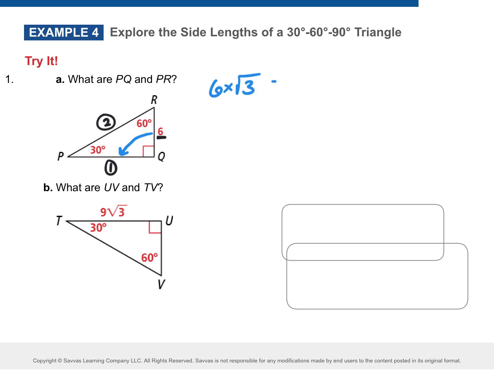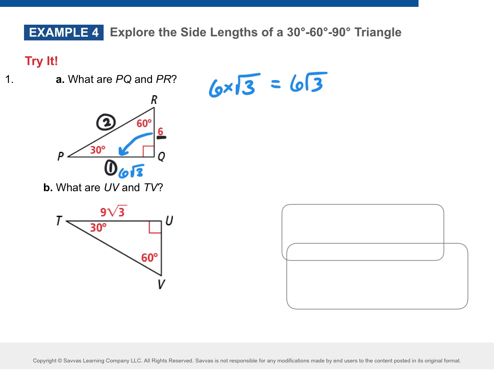Multiplying by square root of 3. If I take 6 times the square root of 3, what does that turn into? 6 square root of 3. So your long leg is 6 square root of 3. How do I find my number 2 here, my hypotenuse? What am I doubling?